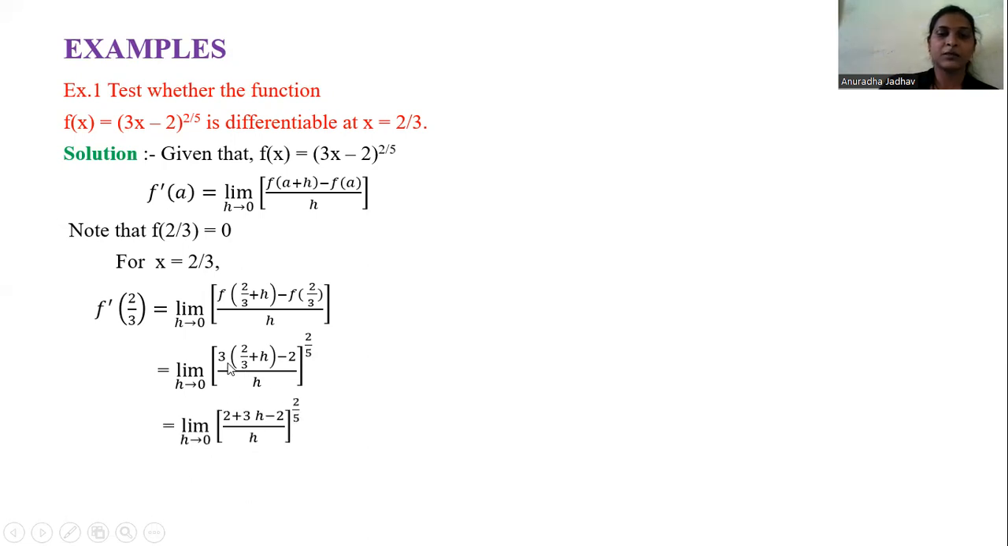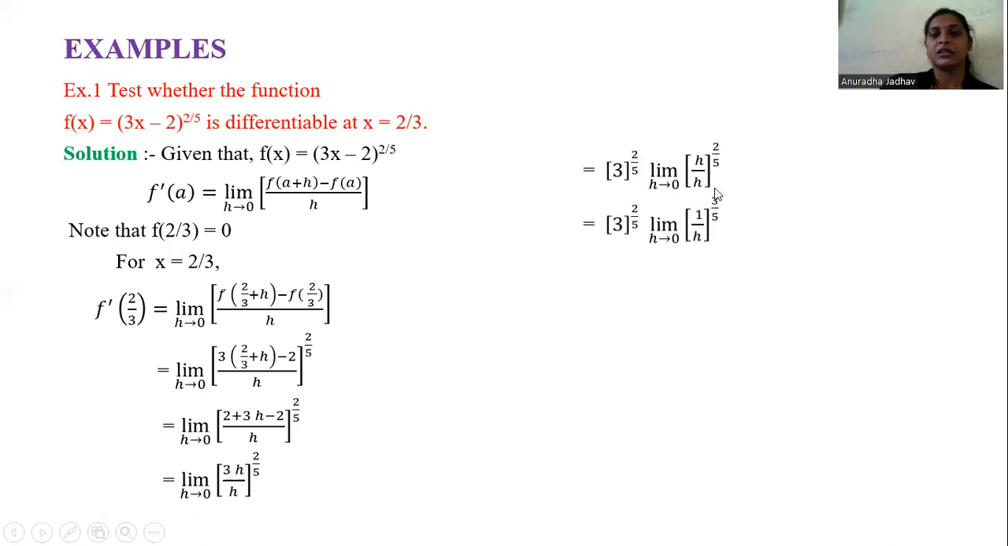Then simplify this, multiplying by 3 inside the bracket. 3 gets cancelled, it remains only 2. 3 into h is 3h, minus 2, as it is, divided by h, bracket raised to 2/5. 2 gets cancelled, 3h upon h, then h and h get cancelled, it remains only 3. That is 3 raised to 2 upon 5. Here h and h get cancelled.